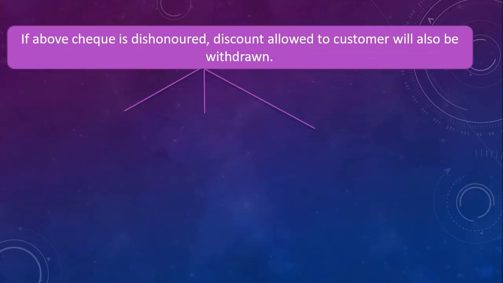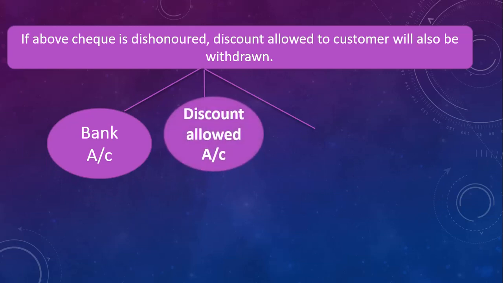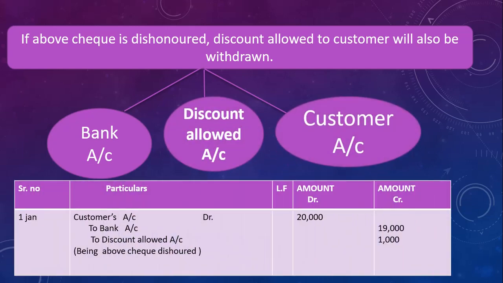If the above check is dishonored, discount allowed to customer will also be withdrawn. If the above check is dishonored, then we reverse the entry, like customer debit to bank account and discount allowed account.